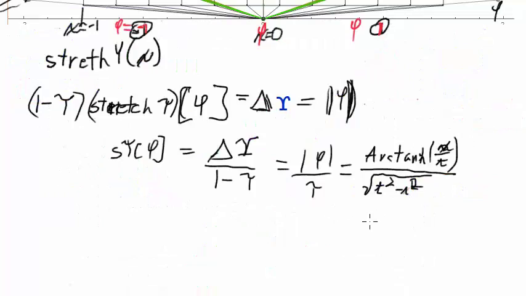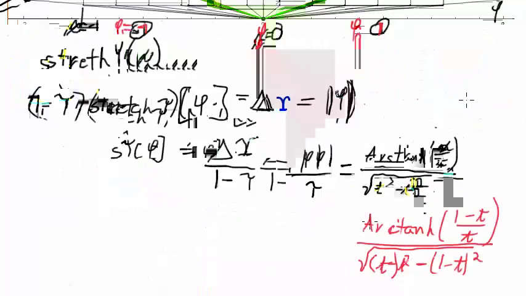That means for the left-hand side, this is going to be hyperbolic arctan of 1 minus t over t divided by square root of t squared minus 1 minus t squared. And for the other side, it'll just be hyperbolic arctan of t minus 1 over t divided by square root of t squared minus t minus 1 squared.